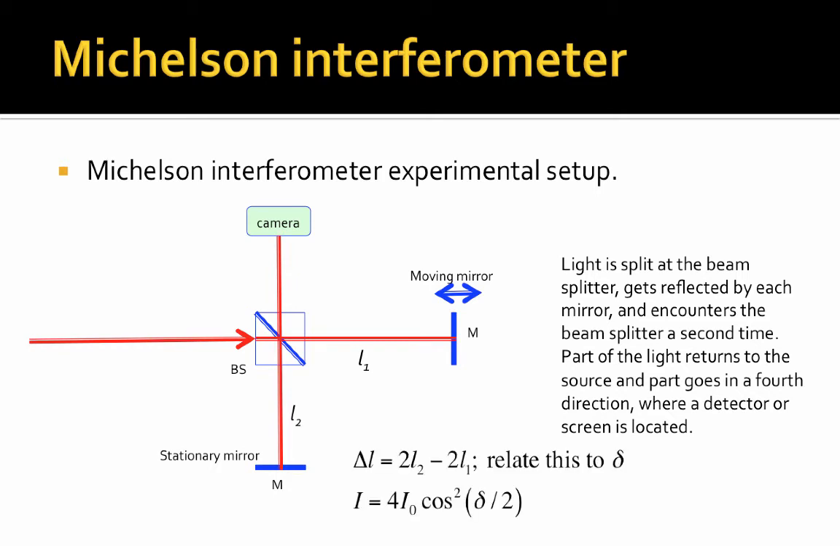And then if you think about it mathematically, notice that your difference in path length is equal to 2L2 minus 2L1, or the other way around, it doesn't matter which. And your job in the pre-lab is to relate this to the phase, delta, and your intensity would be 4I naught cosine squared delta over 2 for some particular phase.